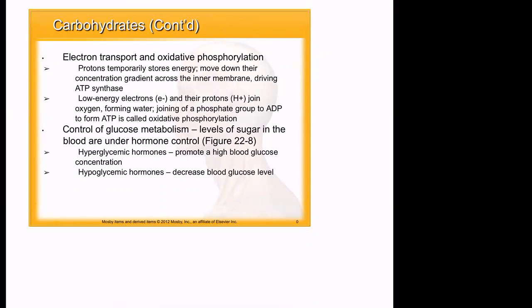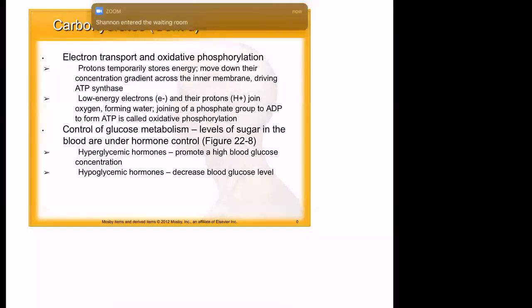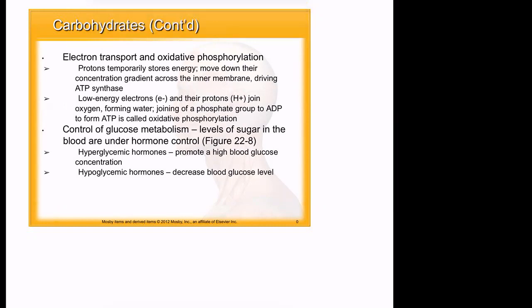Okay, let's go down to the control of glucose metabolism. Understand that we store glucose in a number of ways. We can store it as fat. We can store it as glycogen. Oh my. Where I said glycogen is the quick storage, like the hall closet quick storage form of glucose. Or we can store it as glucose in our blood.